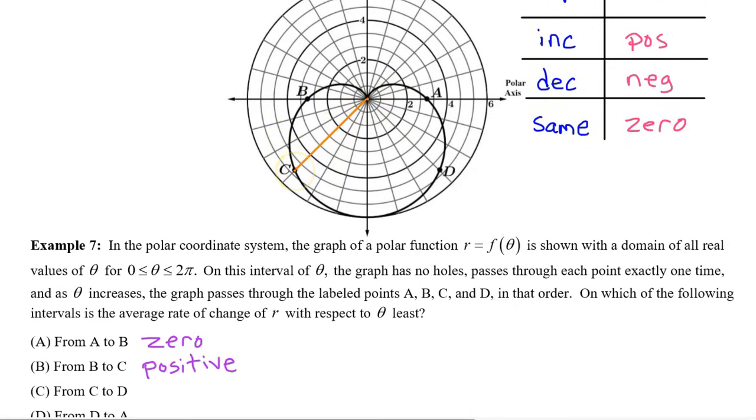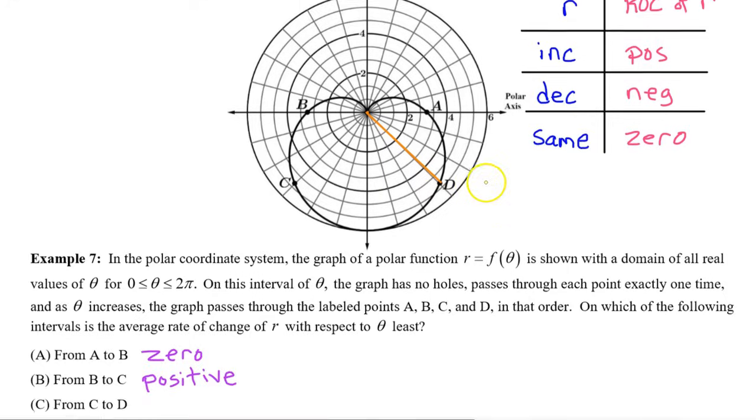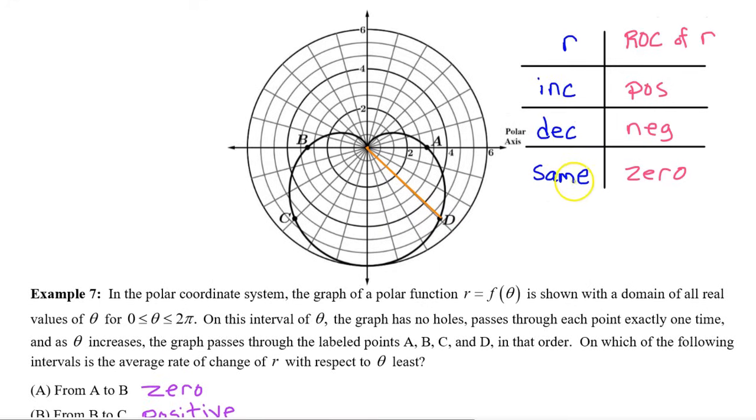Can you see that the r value on this interval is not changing? The r value here is 5, and the r value here is also 5. Since the r value did not change, the average rate of change on this interval is 0.